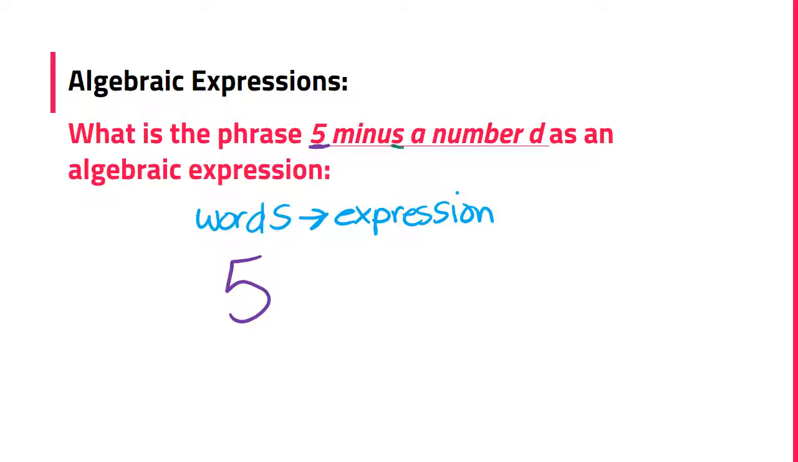Minus. What does the word minus mean? Subtraction. So you guys often use minus as the word instead of subtraction. So that makes it a little bit easier. A number D. A number D is a phrase altogether. In this case, it's a number, but we don't know what that number is. It's represented by the letter D. So what we have here is our phrase, our words turned into an expression. 5 minus D is our algebraic expression.